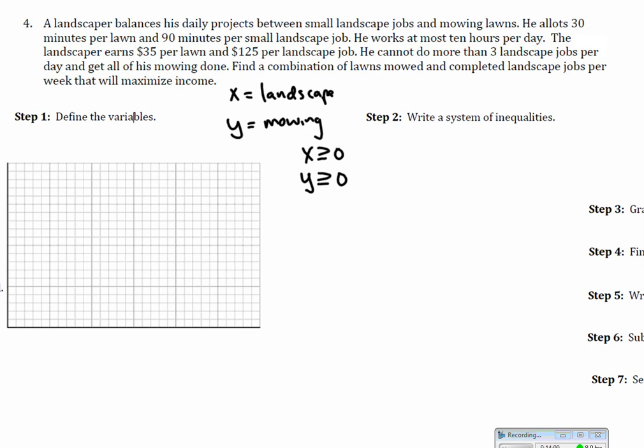So here's kind of what we're limited at. He knows he can't do more than 3 landscape jobs a day. So we're limited on that. The last one is time. So 30 minutes per lawn, 90 minutes for landscape job. So if I go 90 minutes for a landscape job and 30 minutes for a lawn, that can only be up to 10 hours, but it's got to be in minutes. So 10 hours is going to be 600 minutes. So there's my limit. Okay, so there's my limits.